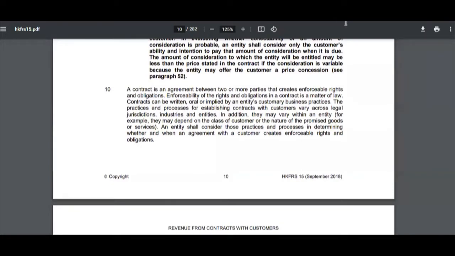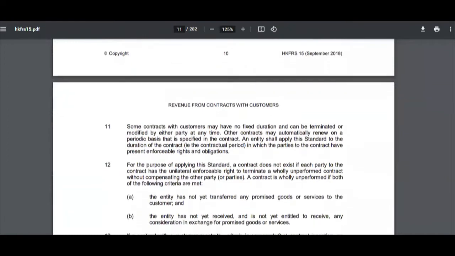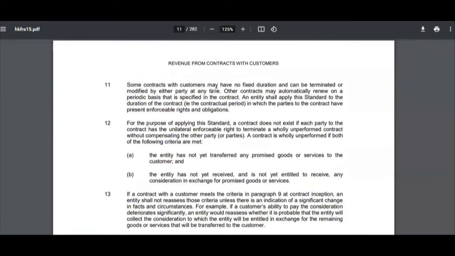Right. So this paragraph here talks about enforceability and the rights and obligations. So you can read paragraph 10 on your own. Paragraph 11 is basically talking about whether contracts can have different durations. So what you do where there is no fixed duration, or on auto renewals, basically automatic renewals, right? So what you do and how do you account for that? That's what paragraph 11 talks about.